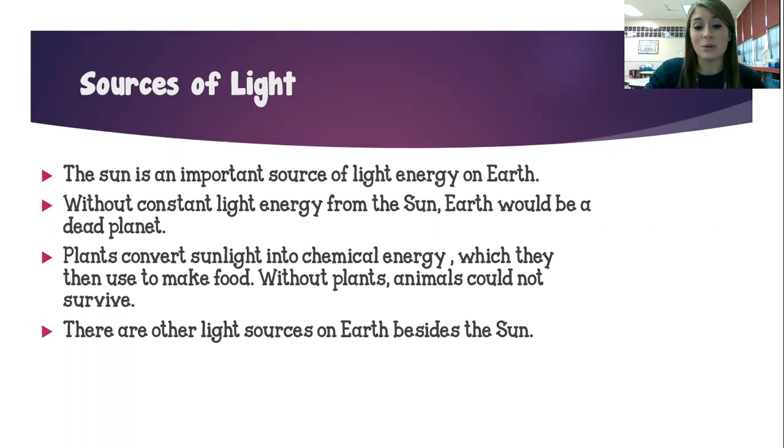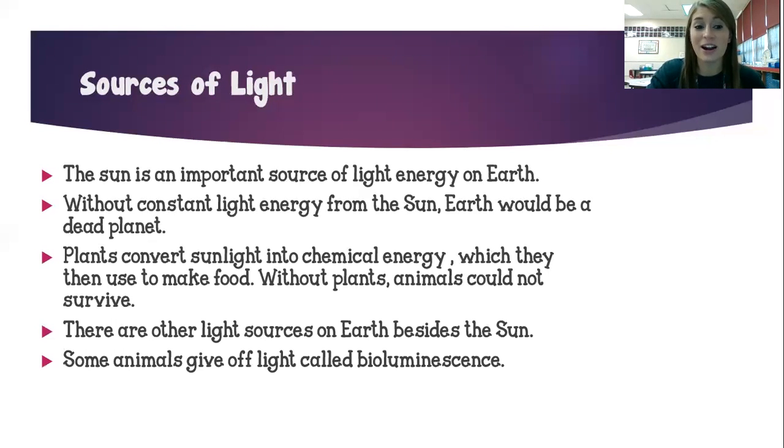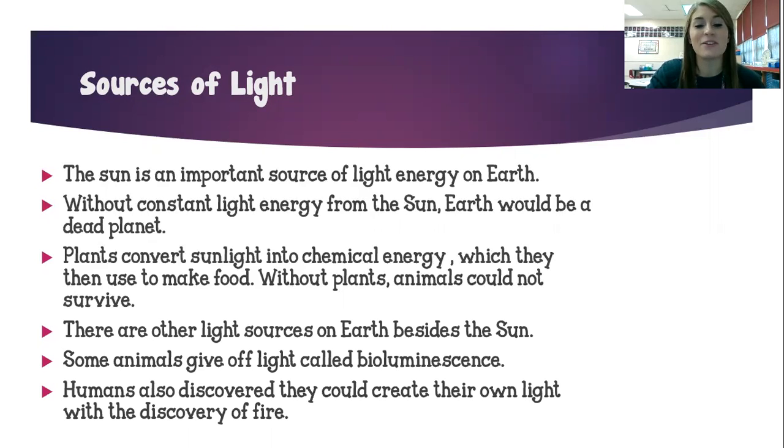There are other light sources on Earth besides the sun, though. There are actually some animals that give off light called bioluminescence. You probably have seen fireflies or lightning bugs, whatever you want to call them. When they glow, that is called bioluminescence. Their bodies give that off. And then humans also discovered that they could create their own light when they had the discovery of fire. So that completely changed how humans lived as well, because they found out that with the discovery of fire, they could work after dark. So that was awesome.